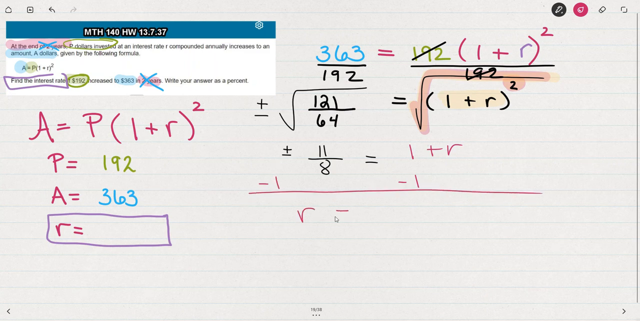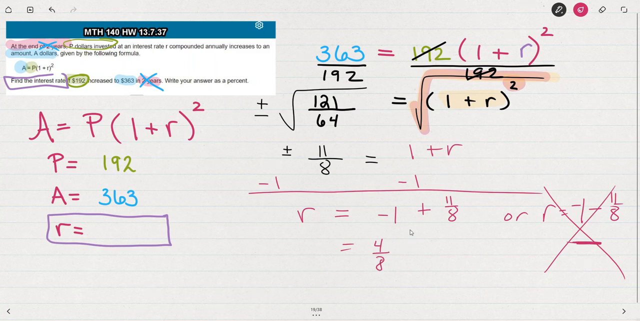So it looks like we get the rate equals -1 plus 11/8 or -1 minus 11/8. When I look at this -1 minus 11/8, I know I'm going to get a negative answer. So I know that the rate can't be negative, so that must be an extraneous solution, a solution that doesn't make sense for our problem. But when I do 11/8 minus 1, that's 11/8 minus 8/8, I get 4/8 or 1/2.